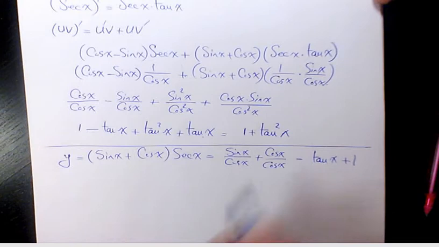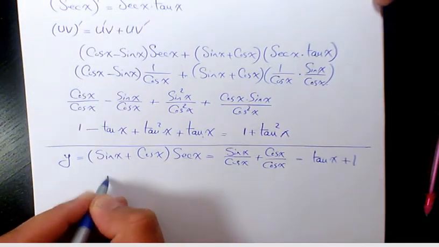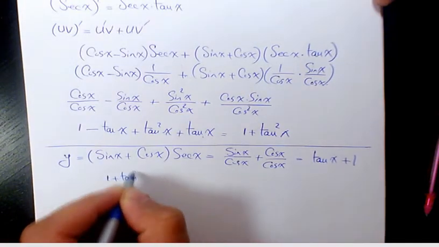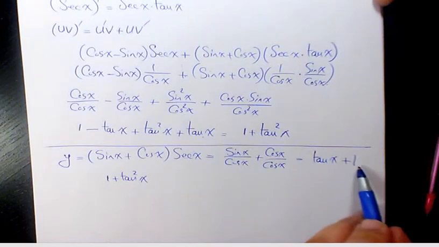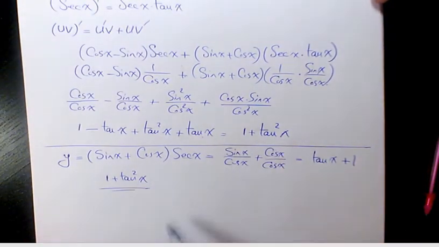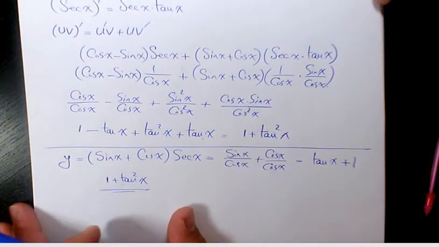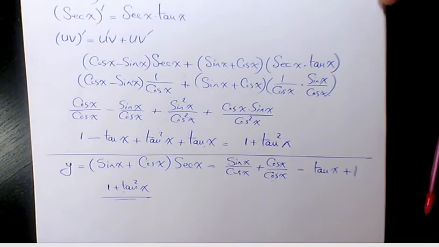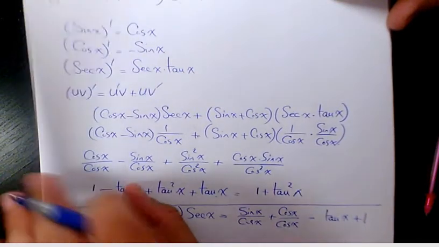Now the derivative of tan x is 1 plus tan squared x. Derivative of 1 is 0. So again, we got the same answer. This one was much easier. Let's see the next one.